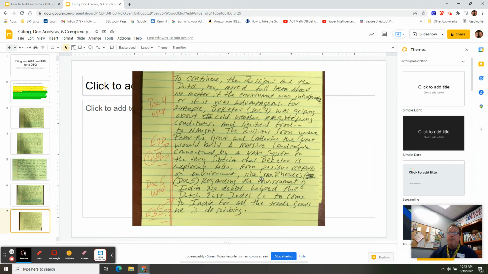Also, from the positive reports of the environment, like Van Reed's document 5 regarding the environment, India no doubt helped the Dutch East Indies Company to come to India for all the trade goods that he is describing. Again, boom. And again, right here is where I pick up my pen and start talking about China.